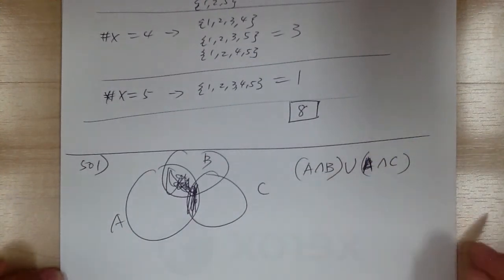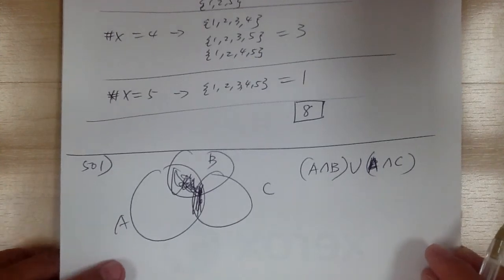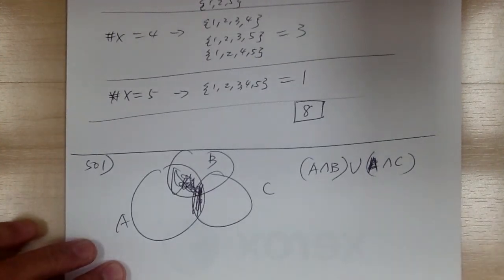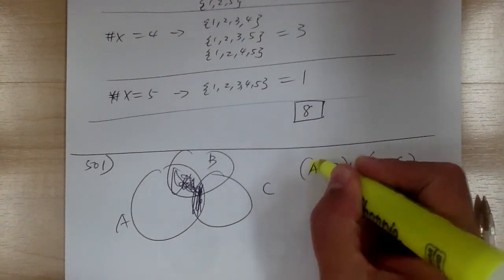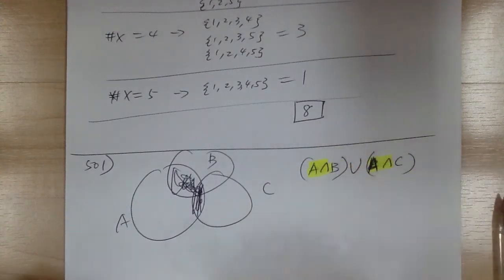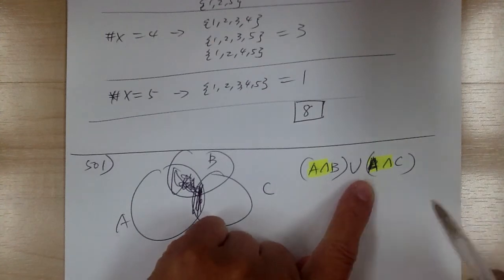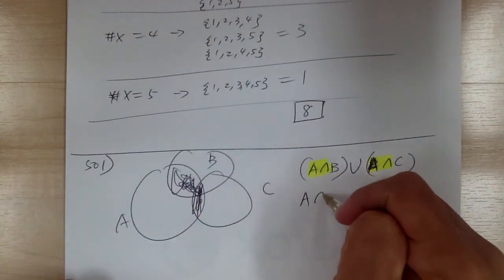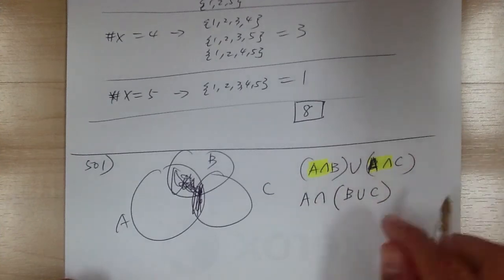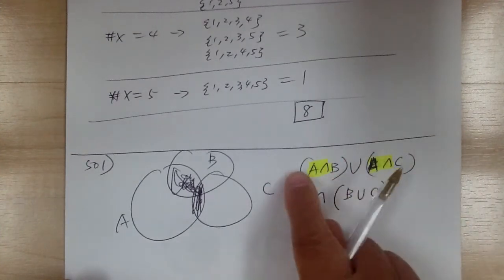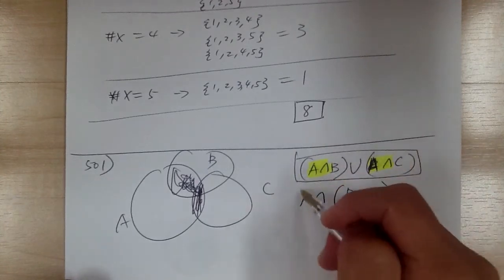Now with sets, you can also factor things out. So factoring works for sets also. Notice your common things over here. So you can factor out the A intersect, and the leftover will be B union C. So you can do it either way. That'll be your answer, or you can use this one.